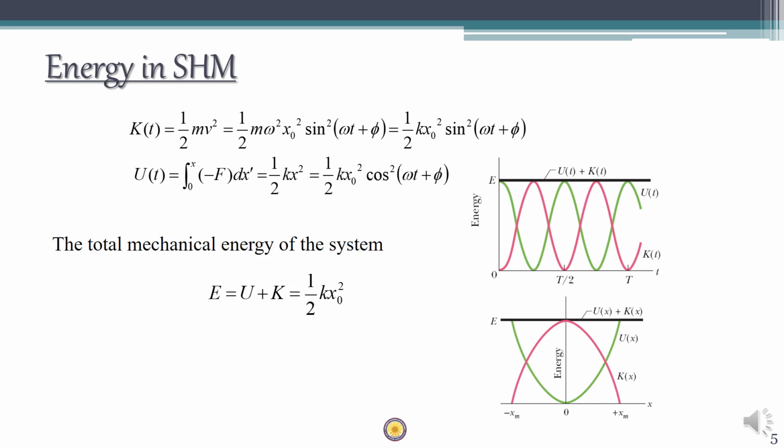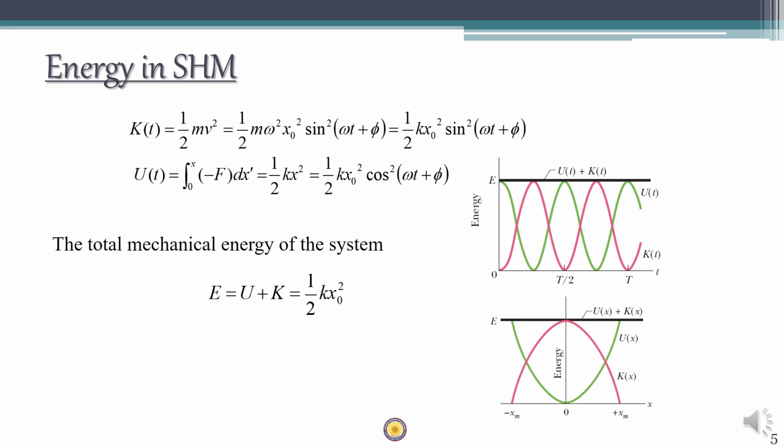Now let's see the energies in simple harmonic motion. When we talk about energy, there are two things which come to our mind: kinetic energy and potential energy, right? Kinetic energy is energy possessed by a body by virtue of its velocity, and potential energy is the energy possessed by a body by virtue of its position. So we can simply write kinetic energy is half into m v square. The velocity in the system is dx by dt, which is x0 into sin(omega t plus phi).